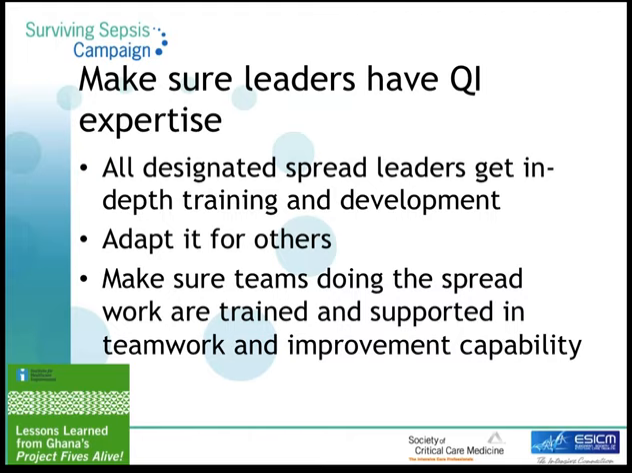So that means making sure that the teams that do the spread work are trained and supported in not just improvement science, but how to work as a team and how to use that improvement capability to get results. So in Ghana, one of the things that the Institute for Healthcare Improvement learned is that they could not underestimate the depth of training and the breadth of training that was needed across the country as they moved from one pilot site to 5 to 25 to 125. So making sure that you don't underestimate that is an important part of your leadership.